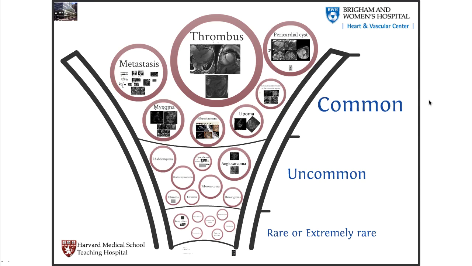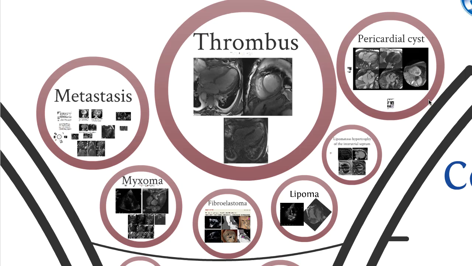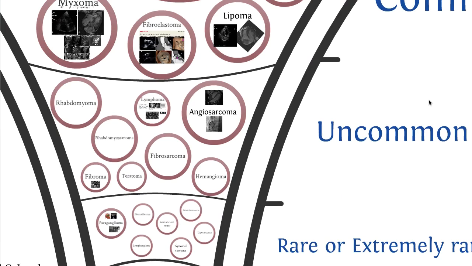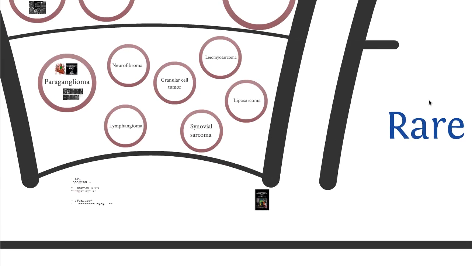We're going to focus on the more common masses, which would be thrombus, Mets, obviously, myxoma, pericardial cysts, lipomas, lipomatous hypertrophy, fibroelastoma. Some of the more uncommon masses, but ones that are very important, angiosarcoma, lymphoma, and fibromas. And then one of the more rare ones that we see, which we have a good case of, paraganglioma.